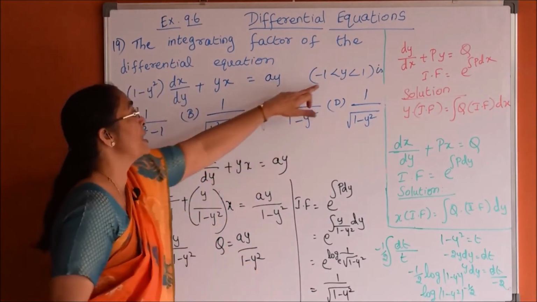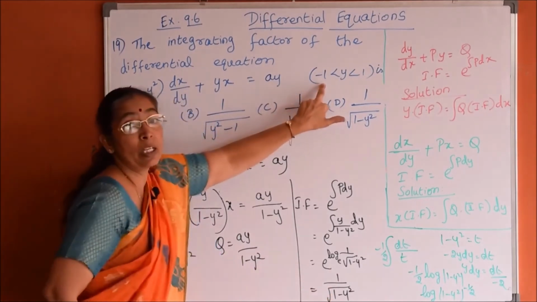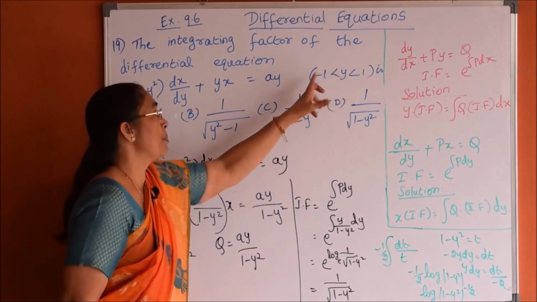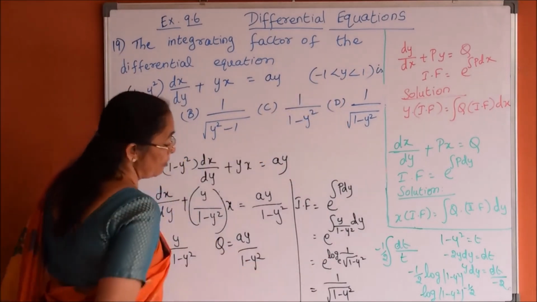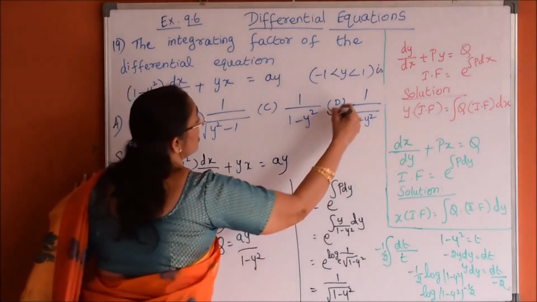That is why this domain is defined here. Here the function is 1 by root over 1 minus y square, and the domain for this function is y should be between minus 1 to plus 1. So our final answer is 1 by root 1 minus y square, that is option D.